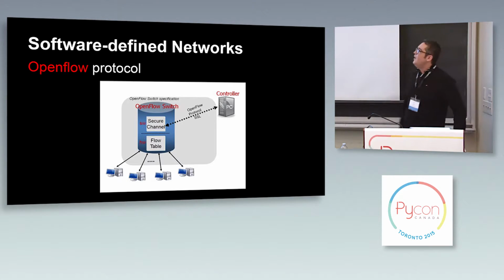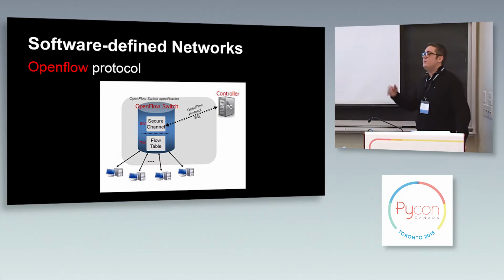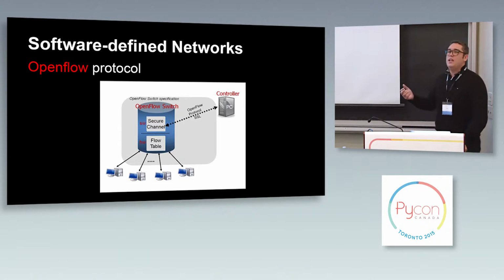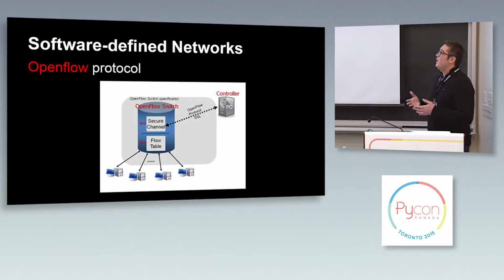Okay, so the OpenFlow protocol was the first protocol that was designed to implement software-defined networks. Actually, we had some other protocols before, but OpenFlow was a landmark. It was developed at Stanford around 2009 and 2010, and the first version was deployed in 2011. So why is OpenFlow important?